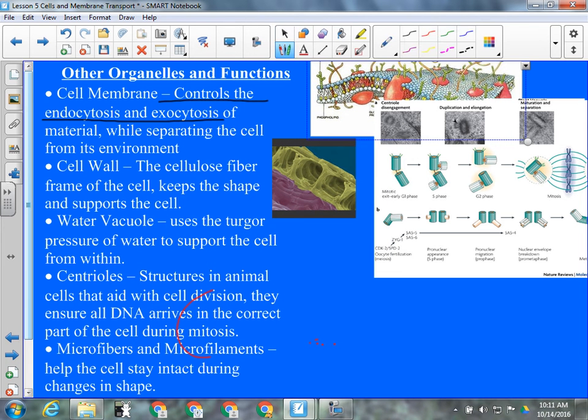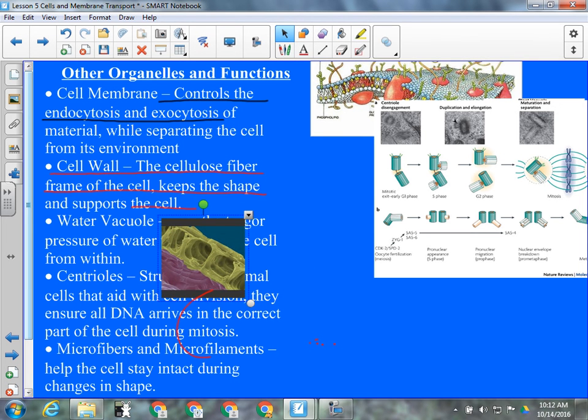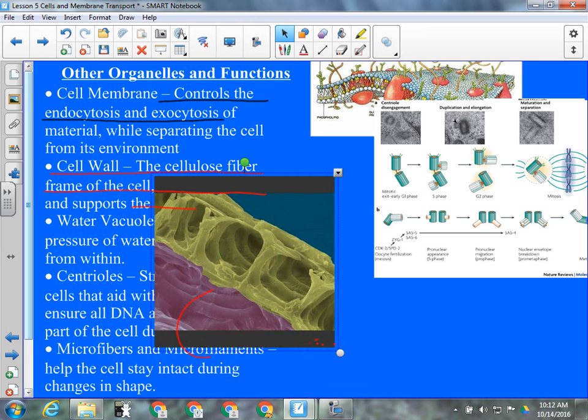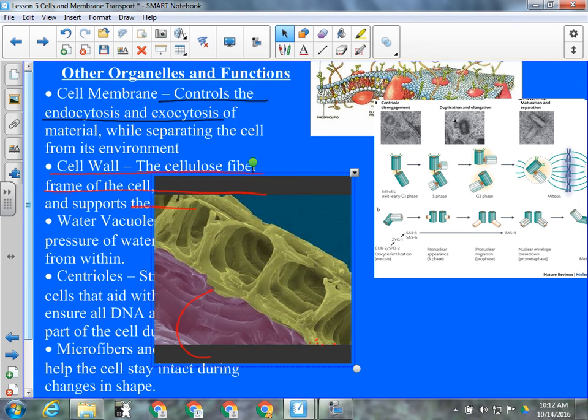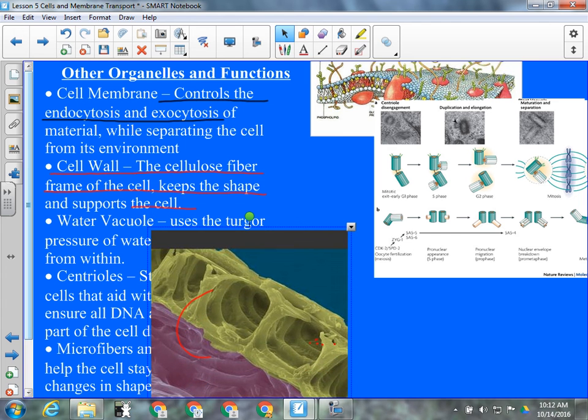Cell wall, present only in what? In plants. The cell wall is made of cellulose fibers, and it's the frame. It keeps the shape of the cell. Does it control what gets in and out? Well, here's a colored electron microscope picture of the cell wall. The purple stuff is the cell membrane. This is the cell wall. It's hollow. The cell wall is exactly as described here. It is a frame.